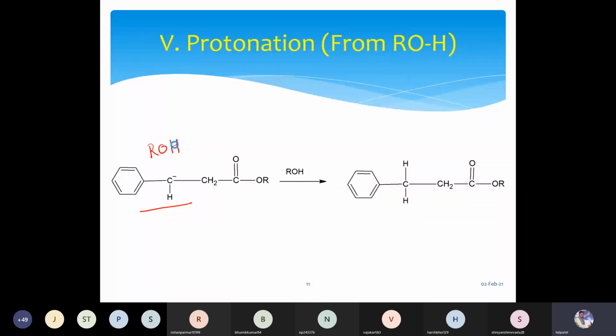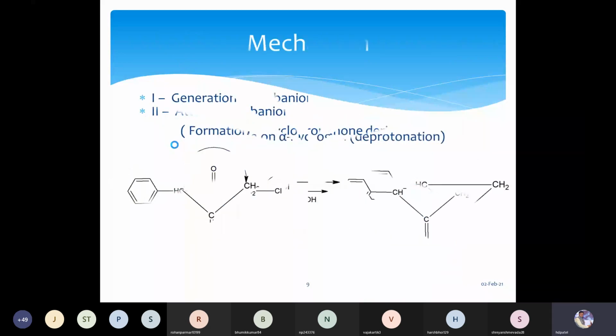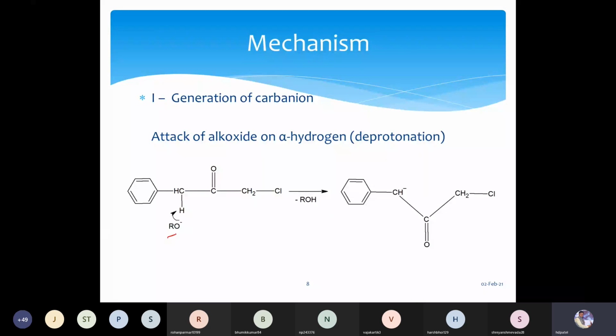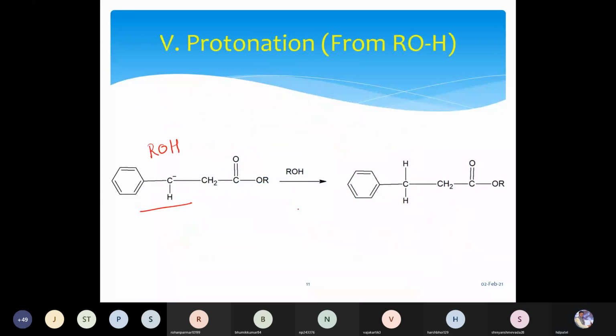If you have observed the reaction properly, in the first step, what happened? When RO minus attacks the hydrogen, what was the byproduct? ROH. That same ROH will react with this carbanion, and from ROH, what will we get? RO minus and H plus. As we know, the carbanion has a deficiency of electrons, so the carbanion will bind with this H plus, and we will get CH over here.